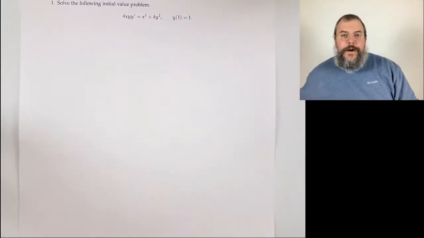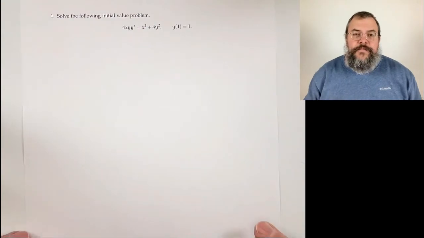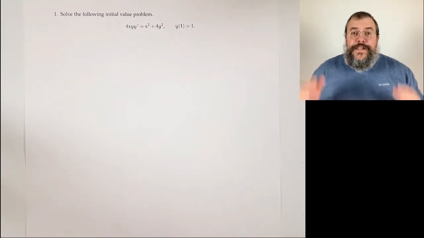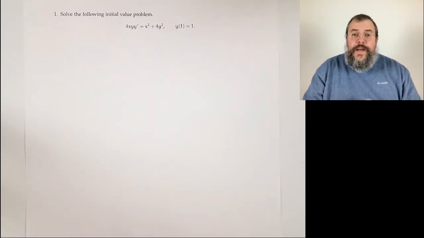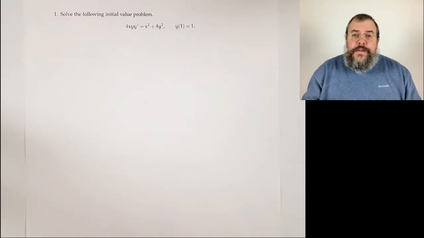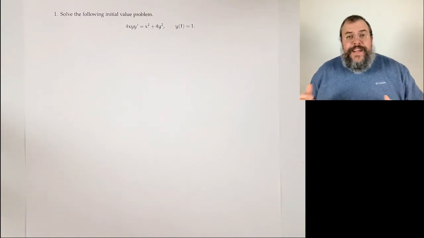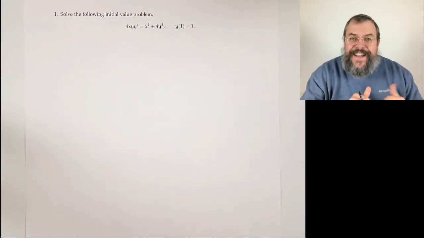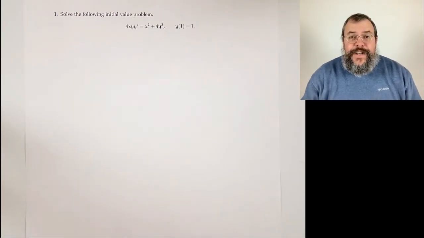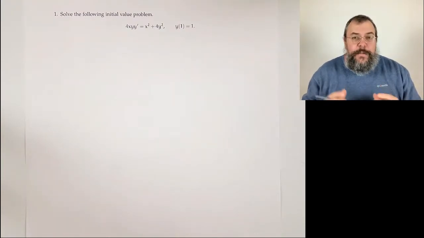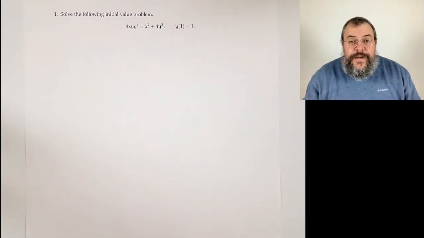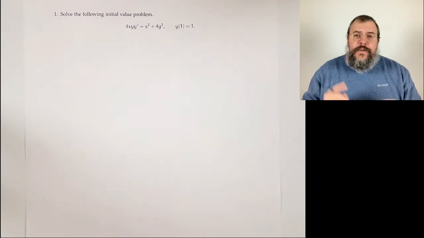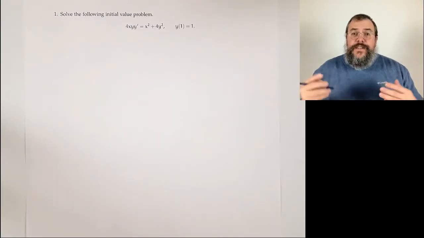All right, our first problem. Solve the following initial value problem. 4xy y prime is equal to x squared plus 4y squared, and y of 1 equals 1. Now this is going way back, right to the very beginning of our class. We're like, okay, do we remember how to do this? I hope so. And now it's a first order differential equation, and it says solve.